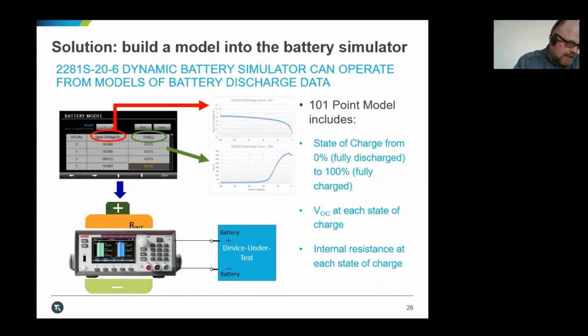The state of charge is equivalent to the amp-hour capacity of the battery. As the battery simulator supplies current, it computes the amp-hour product representing battery capacity consumed and changes the output open circuit voltage and internal resistance based on the model.